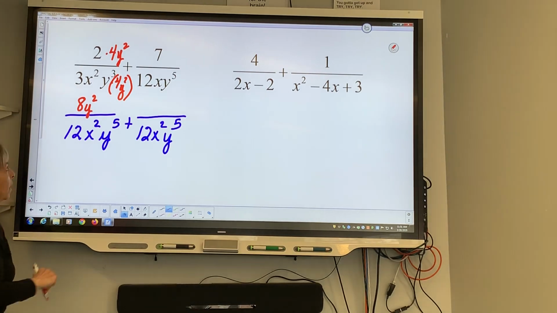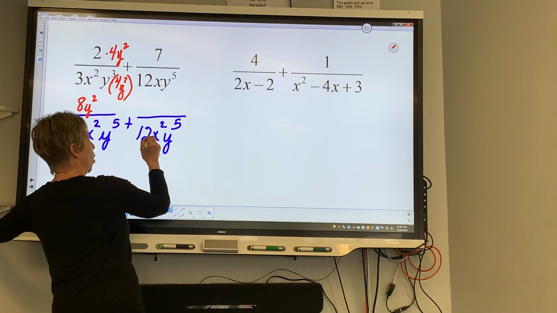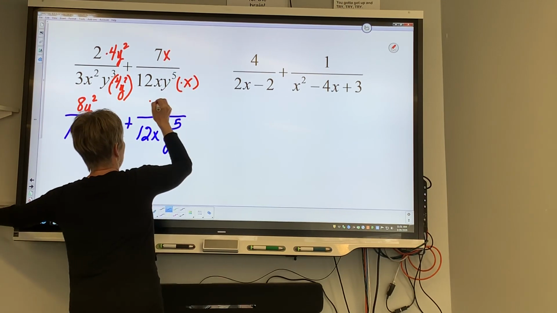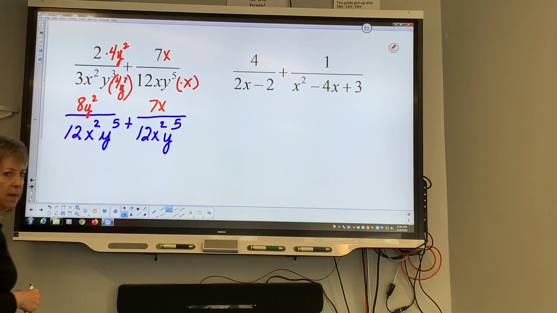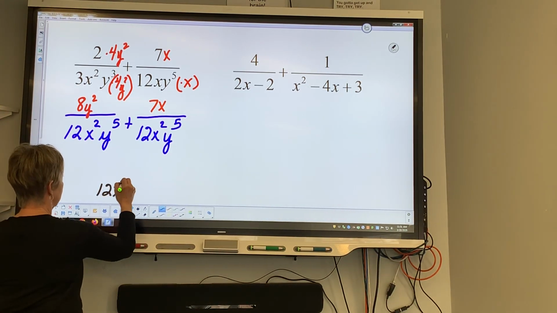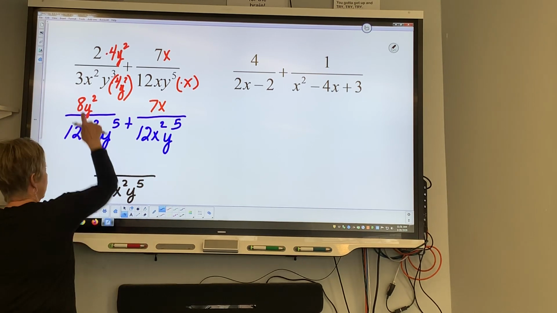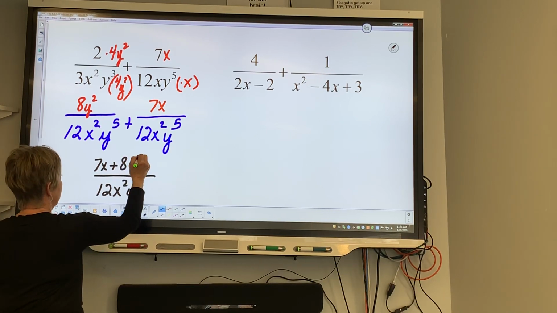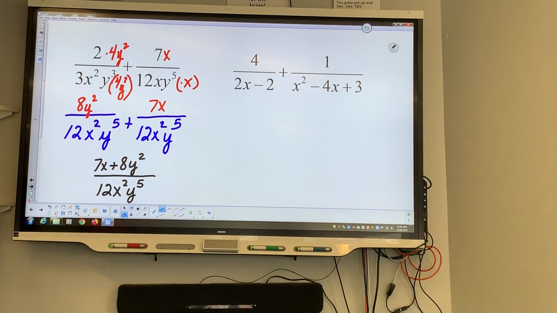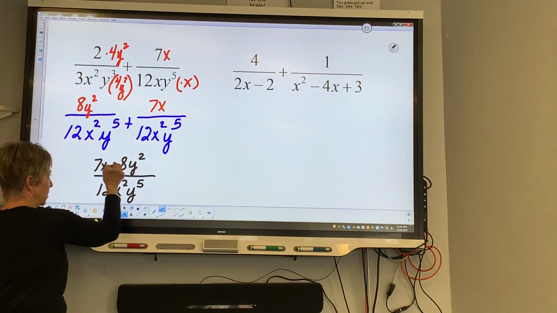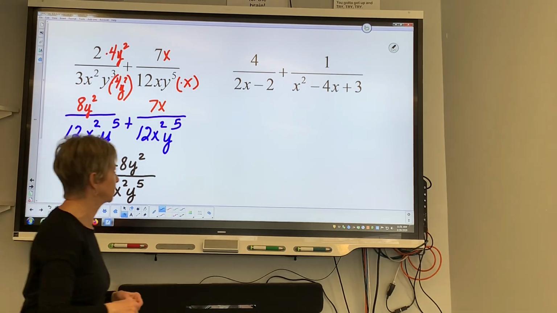Okay, the next one is missing only an x. So I'm going to multiply that and I'm going to do 7x. And then my final step is simply to combine these into a single fraction. Now remember, those are not like terms, so I'm just going to write it 7x plus 8y squared over 12x squared y to the 5th. And do not, no mad slashing because of that addition sign right there.